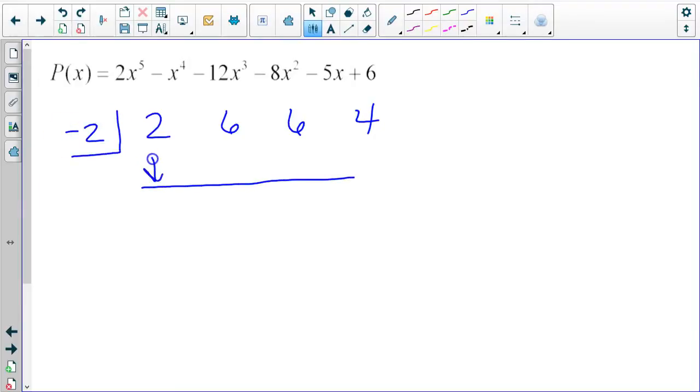All right, bring down the 2. 2 times negative 2 is negative 4. 6 plus negative 4 is 2. 2 times negative 2 is negative 4. Bring it down again, 2. 2 times negative 2 is negative 4.